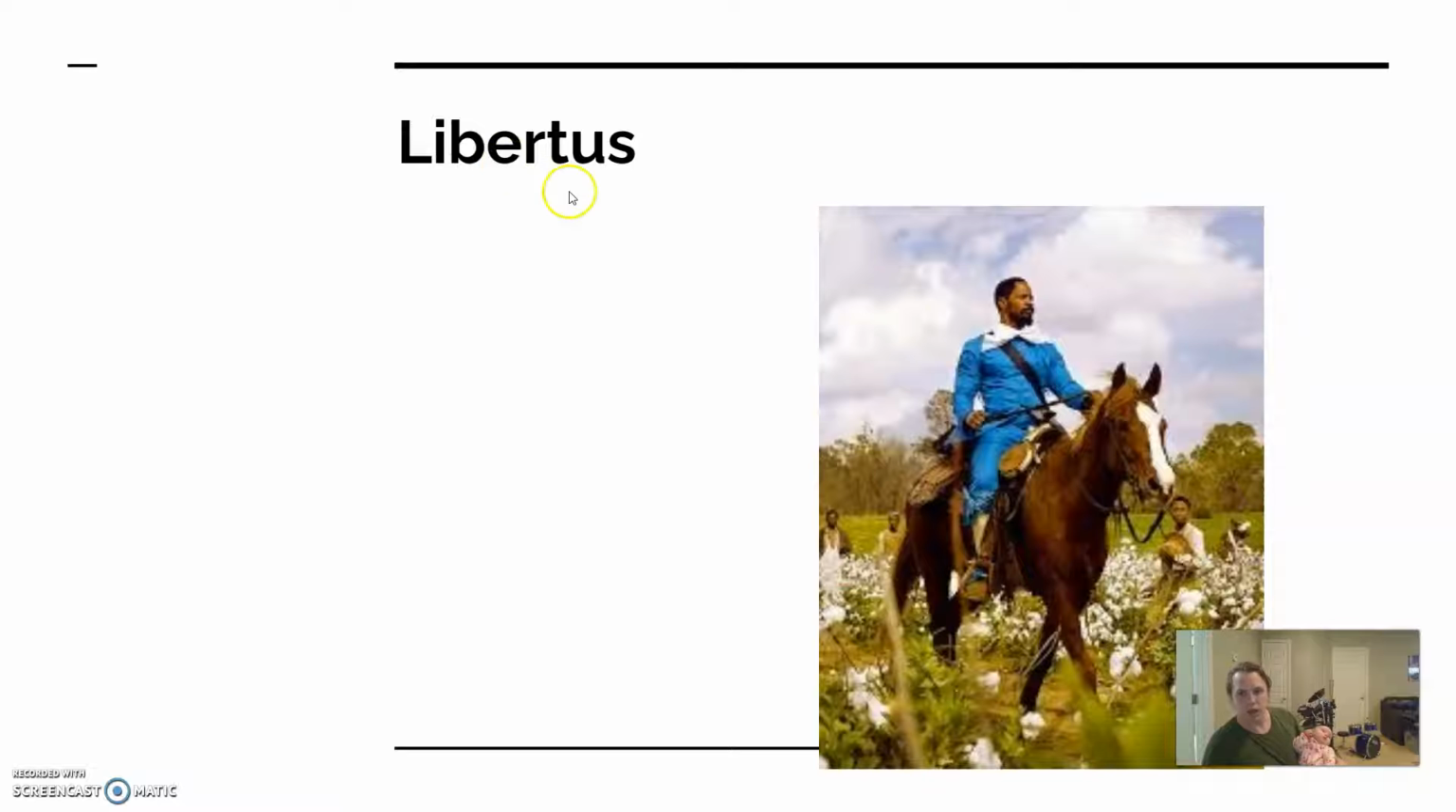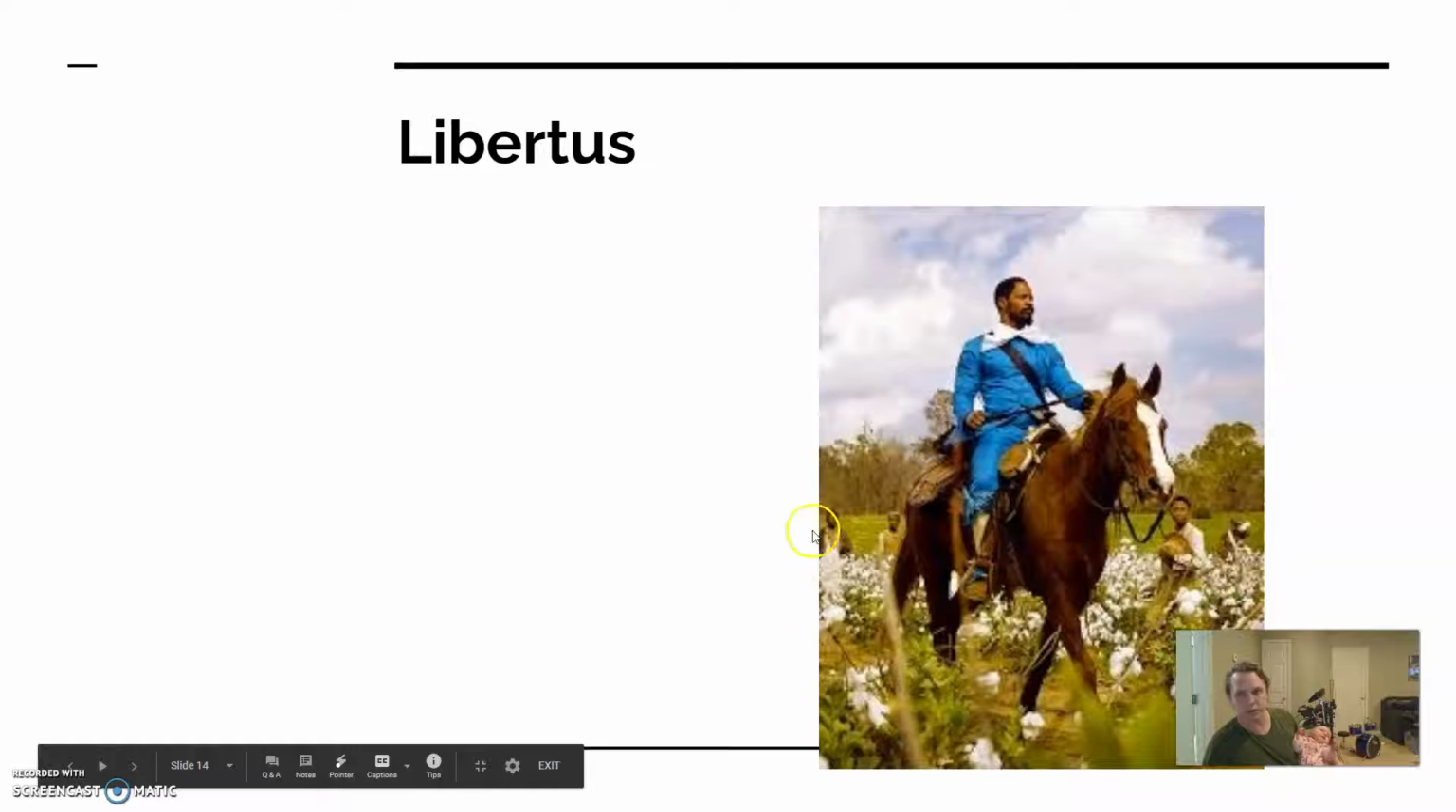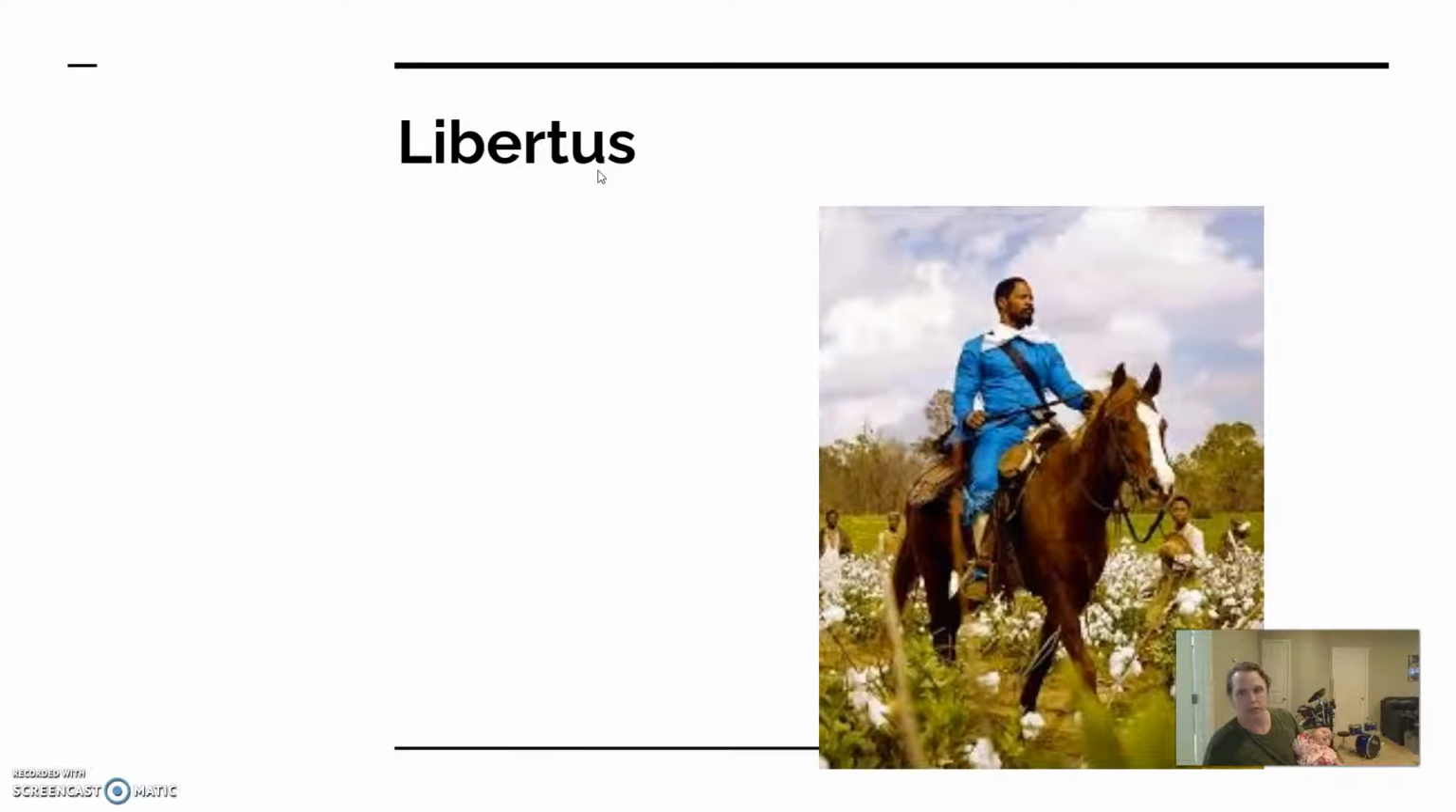Libertus. A libertus is a freedman, an ex-slave. This comes from Django Unchained. Excellent movie about a freedman. You see the word like liberty in there. Makes a lot of sense. But this doesn't mean liberty. It means freed man. A man having been liberated.